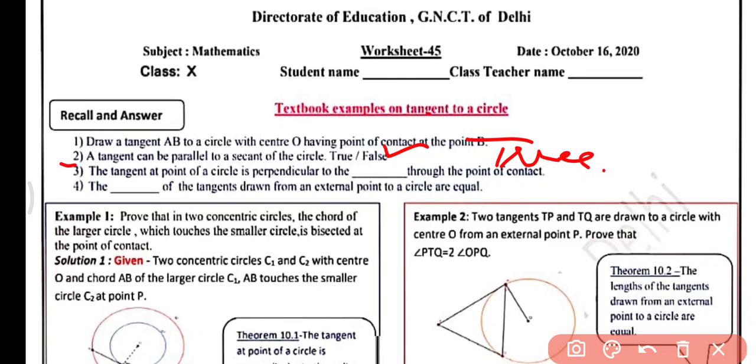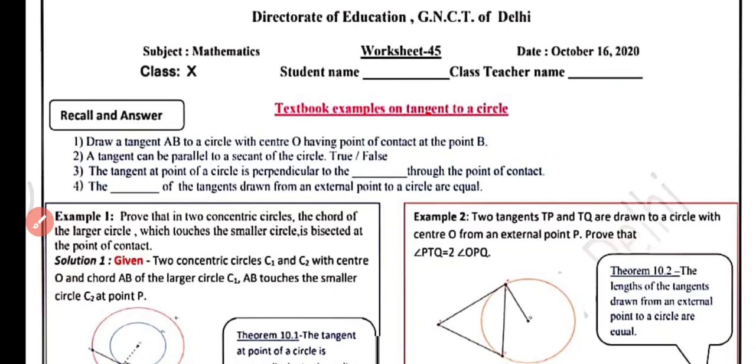So now the tangent at a point of a circle is perpendicular to the radius. So the answer is radius. What will the answer be? Radius through the point of contact. So keep in mind, this is the theorem. Tangent at a point of a circle is perpendicular to the radius through the point of contact.